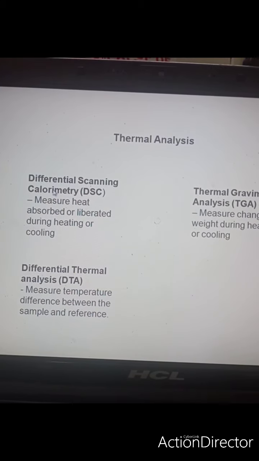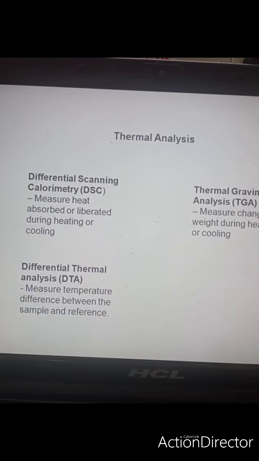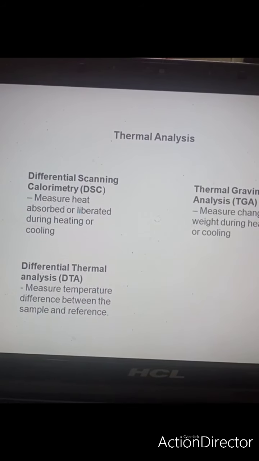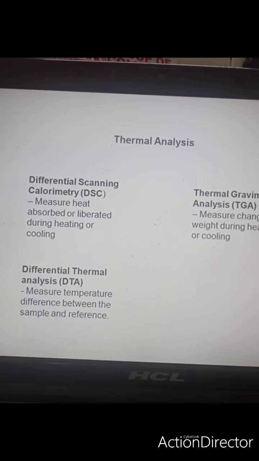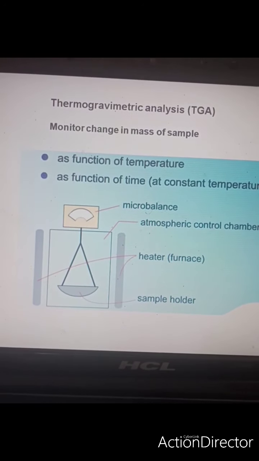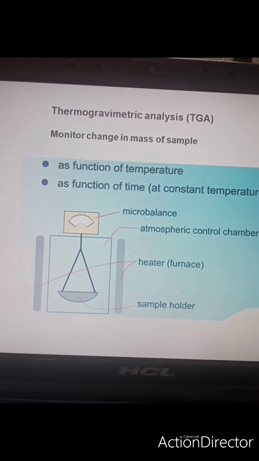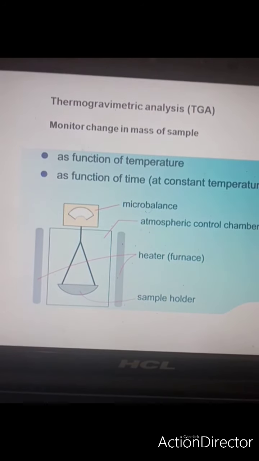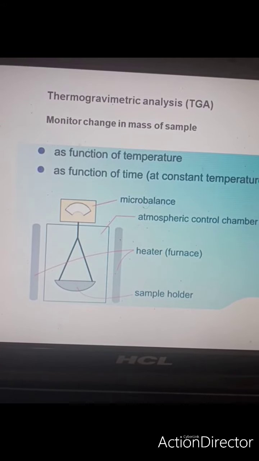Then differential scanning calorimetry is there, that is DSC, in which we measure the heat absorbed or liberated during heating or cooling. Or the DTA method is there, in which you measure the temperature difference between the sample and the reference. Now let us talk about the thermogravimetric analysis method, in which you monitor the change in the mass of the sample. In this, the mass of the sample changes on heating, and that is recorded.